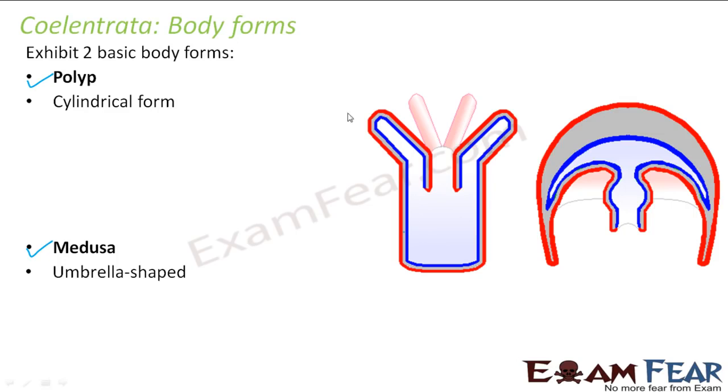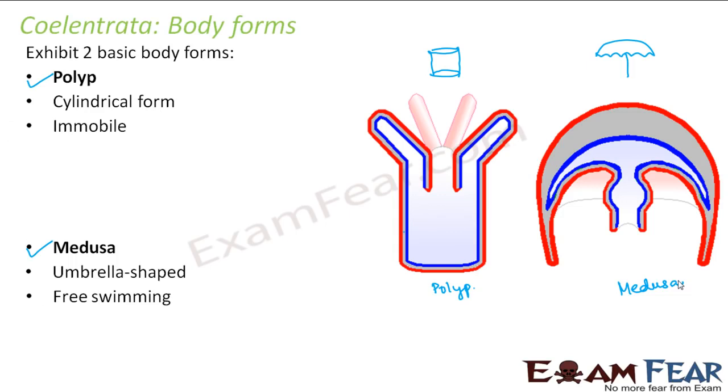So here, which one looks cylindrical? This looks cylindrical, so this is a polyp, and this is umbrella shaped. This is how an umbrella looks, right? And this is how a cylinder looks. So this resembles an umbrella, so this is medusa. These are the two types of body forms which exist in a Coelenterata.